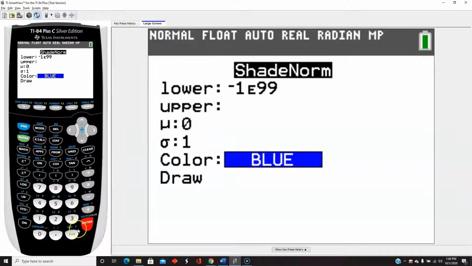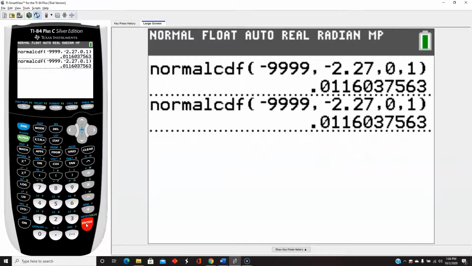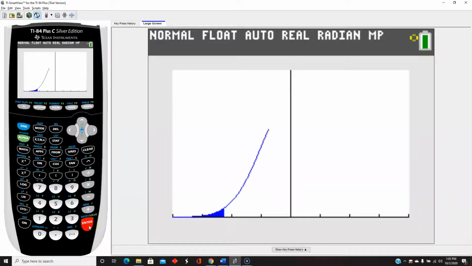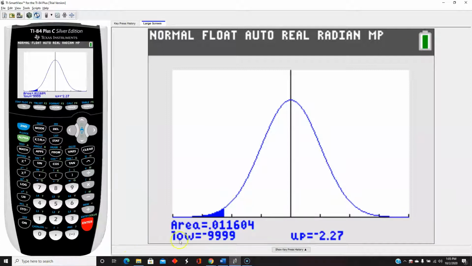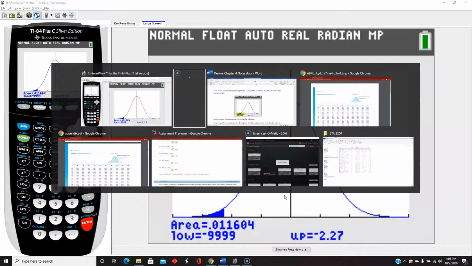And then if you do second vars draw, the first item is shade norm. So you can say shade the normal curve from negative infinity to negative 2.27 with a mean of 0 and a standard deviation of 1. And here's a beautiful picture of a normal curve with the appropriate area shaded. And then it's even going to tell us that we went from a low of negative infinity to a high of negative 2.27, area 0.116. So there's a bunch of ways of getting that 0.116. You don't have to do it this way, but I kind of like this because I like the visualization of the normal curve.